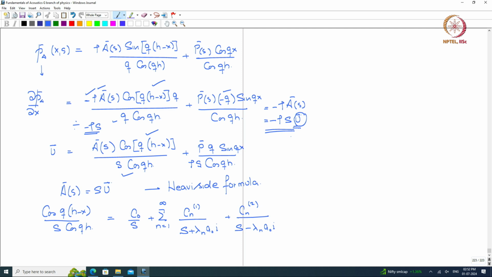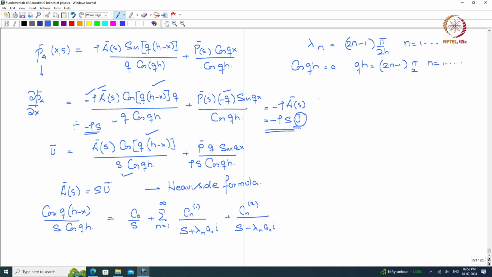singularities. Okay, now here lambda n is equal to twice n minus 1 pi by 2h, n going from 1 to infinity, and the cos QH equal to 0 gives QH as 2n minus 1 pi by 2, n going from 1 to infinity.